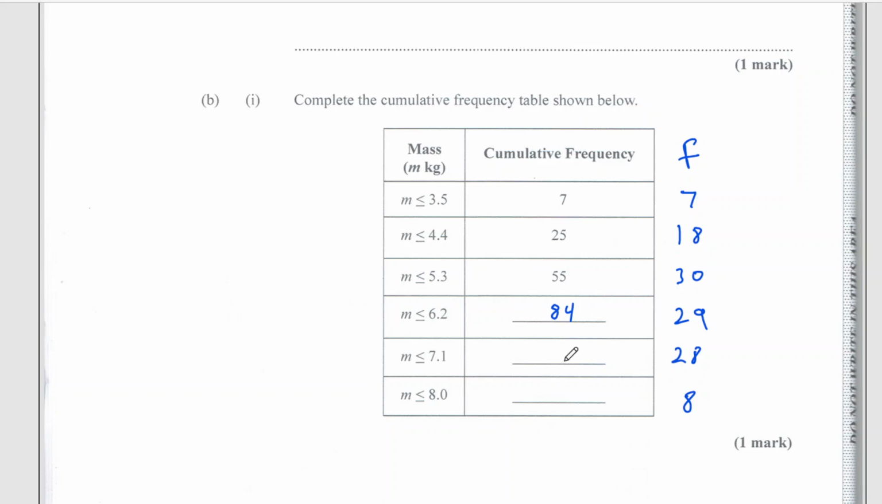And this number, we add 28 and all that came before, or 28 and 84, which is 112. And then the last one, we add 8 and the previous number here, 112, that will give me 120. So remember, cumulative frequency is a running total of all the frequencies and what came before.